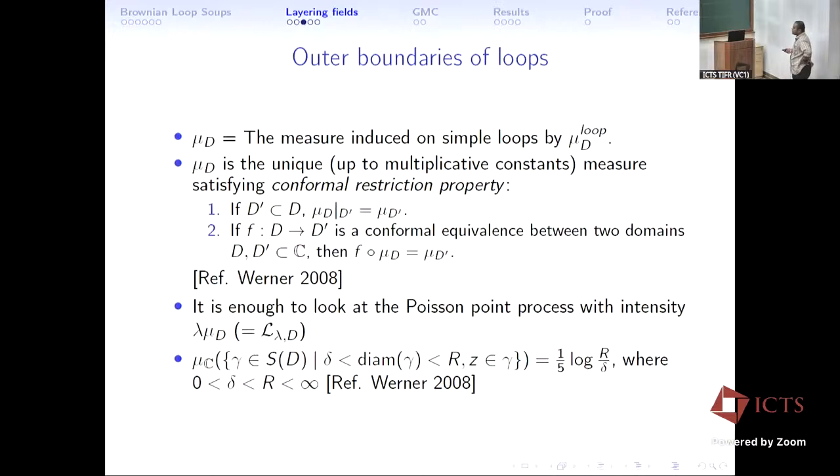So there is a formula which was again proved by Werner, and this is what makes this whole thing possible. So this is the most important formula: if I look at loops, again, these are simple loops of diameter between delta and r, and I look at only the loops that cover the point z, then this has a precise formula. So this is 1/5 log r over delta. And this is what makes everything tractable. It's just a number. So these are just two numbers, delta and r, and I'm looking at loops of diameter between delta and r.